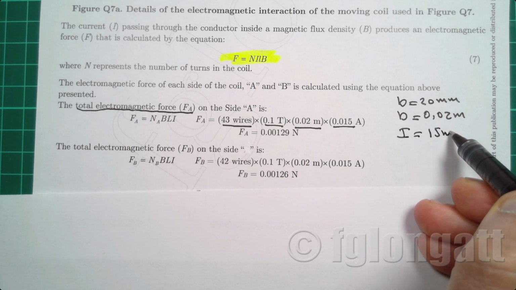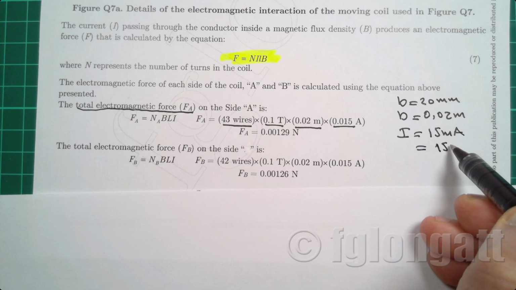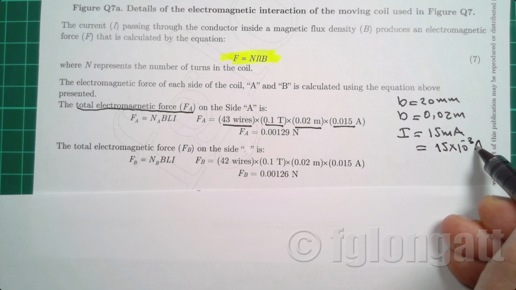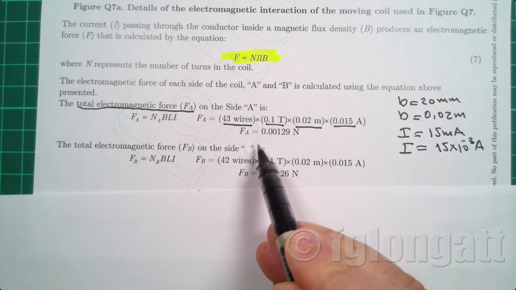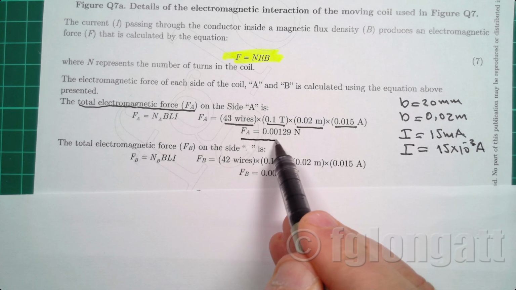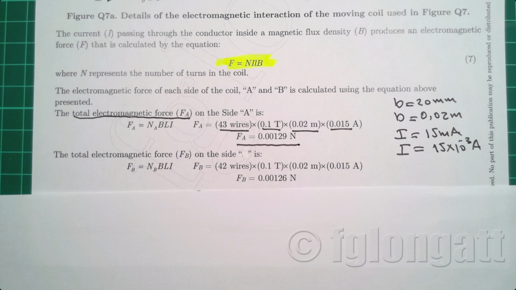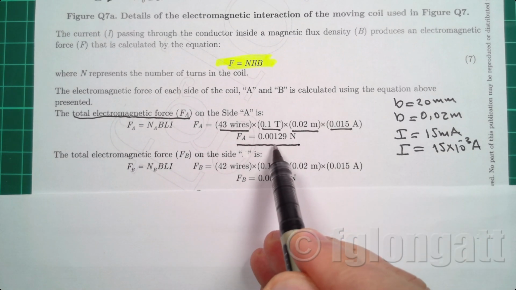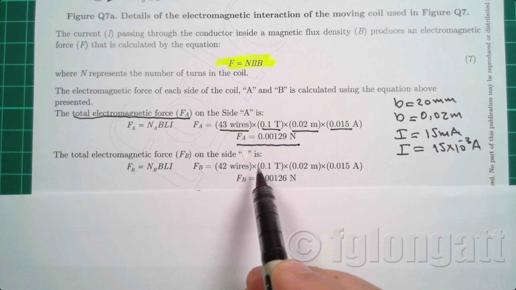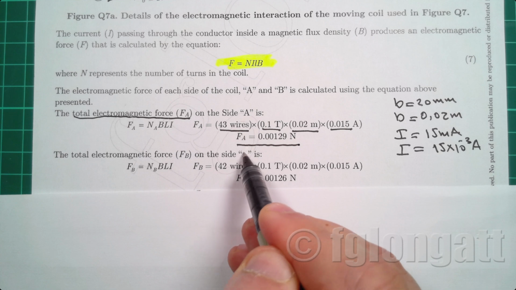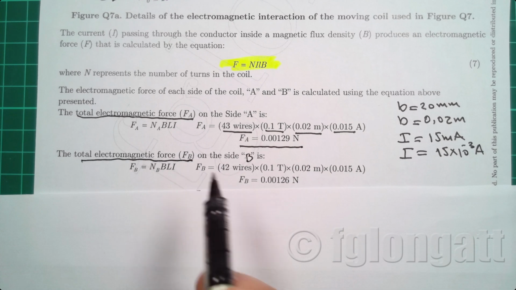Remember, the current is 15 milliamps. That is equivalent to 15 exponent minus 3 amps, or in other words, 0.15. So when we put the numbers together in the calculator, we obtain this force over here, and this force over here is 0.00129 newtons.